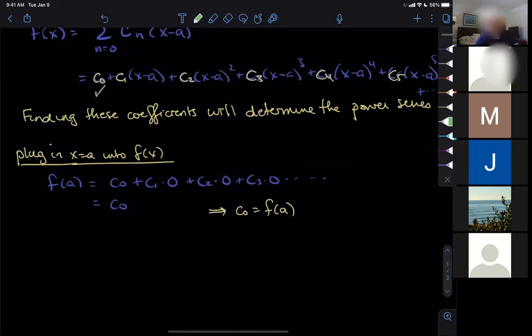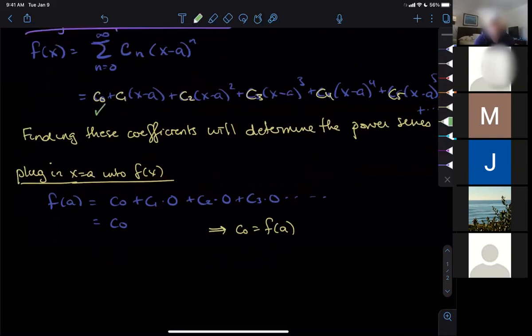Now the brilliant insight that it must have been Taylor had to go forward here to find the other coefficients, well, what if we take the derivative? We remember from the theorem from last section that we can take the derivative of a power series term by term, and it works. So let's just do that. So take the derivative, and get f prime of x.